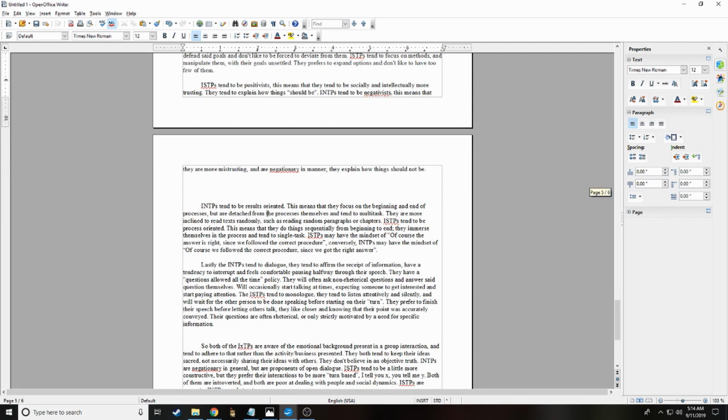INTPs tend to be results-oriented. This means that they focus on the beginning and the end of the processes, but are detached from the processes themselves and tend to multitask. They are more inclined to read text randomly, such as reading random paragraphs or chapters.